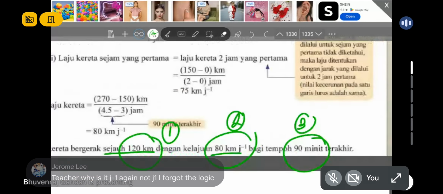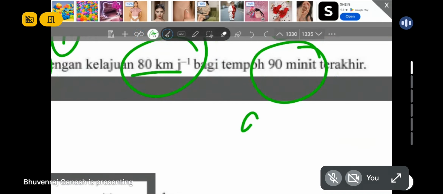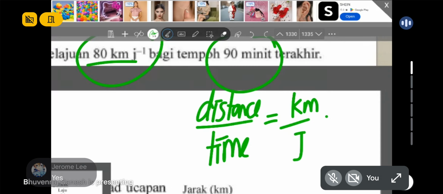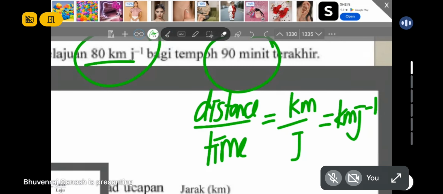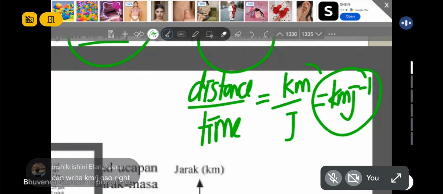Okay, why is it km h^-1? Oh, the logic is because you are doing distance over time. Correct, Jerome? So distance is km, time is jam. So when you shift up, is power negative 1. Indices law, hukum index. Faham tak? This is the concept. Okay, can guys? Faham so that's why kilometer per jam.